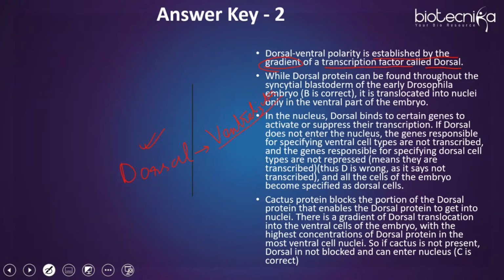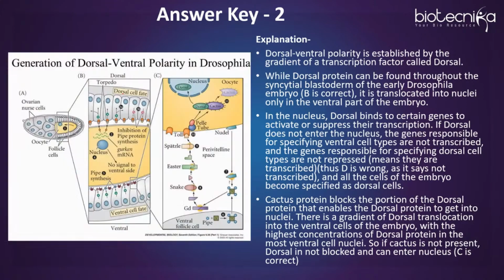The naming is done on that: if dorsal is not present, then ventralization does not occur. Not causing ventralization means it is causing dorsalization. So it is based on the mutational phenotype, what will happen if it is not there. Okay. So dorsal causes ventralization. This part we understood. Now what happens? I'll show you a diagram.